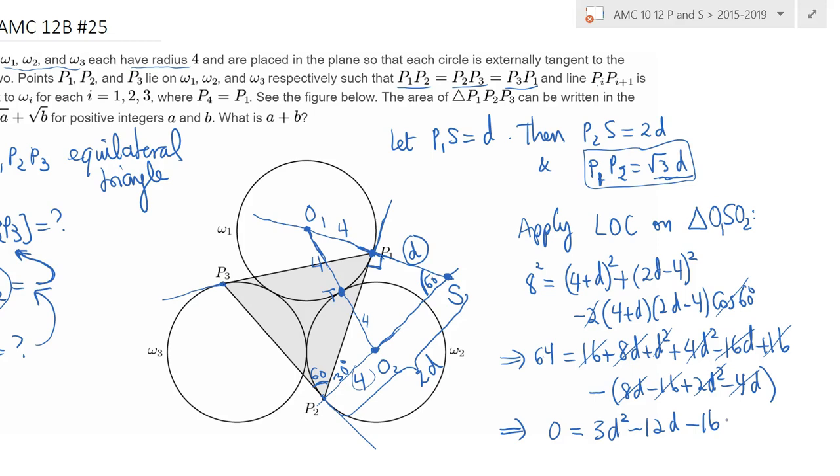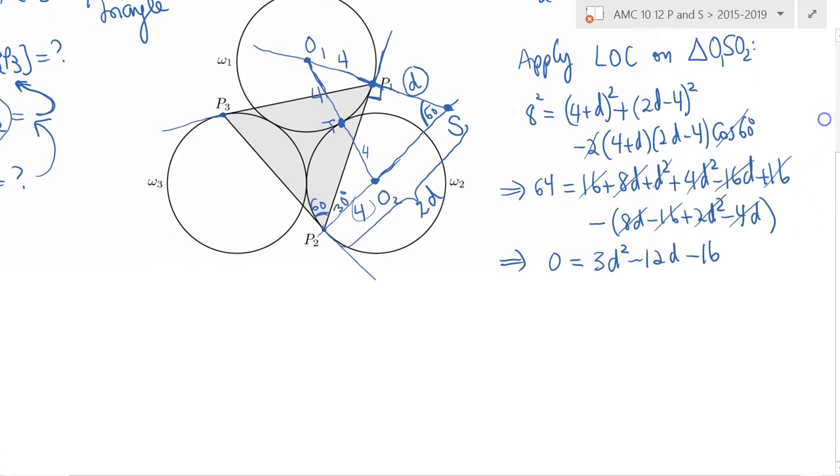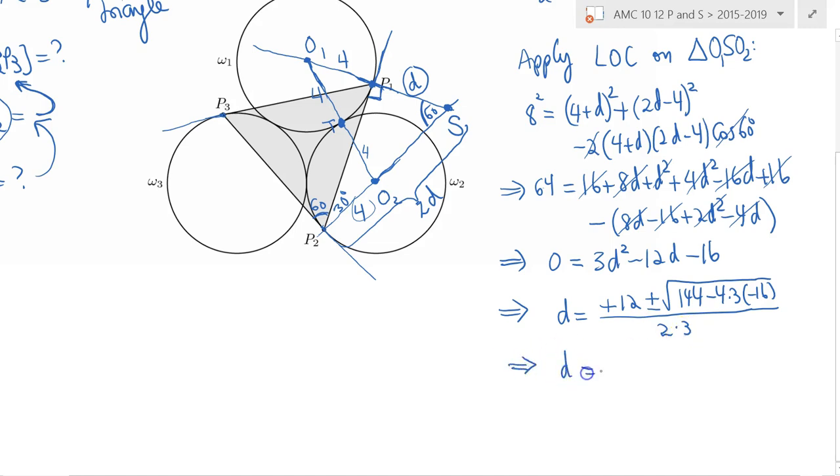And now you can make use of the quadratic formula, obviously. So let's try it. So this implies that d is equal to, obviously I need the positive length, so 12. Well, I don't know which one is the useful one, but probably the positive one. Let's just keep both of them for the time being. So 144 minus 4 times 3 times minus 16. Yes. All divided by 2 times 3. So this finally implies that d is equal to, so 12 over 6 is just 2 plus or minus.